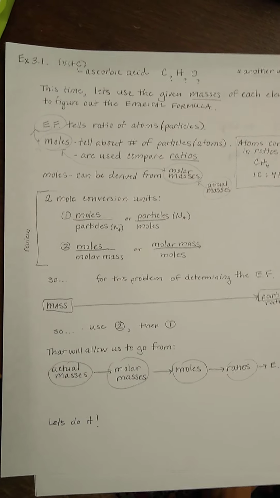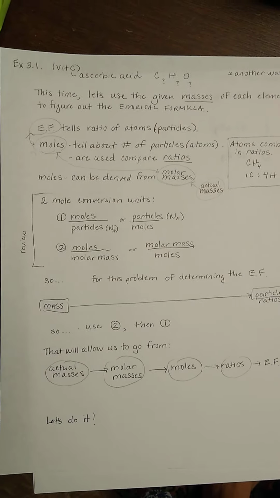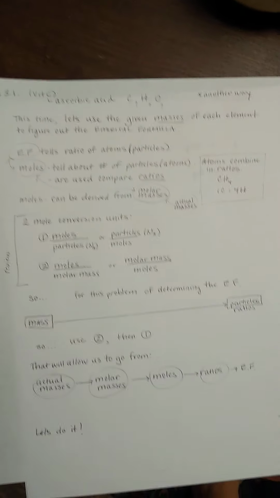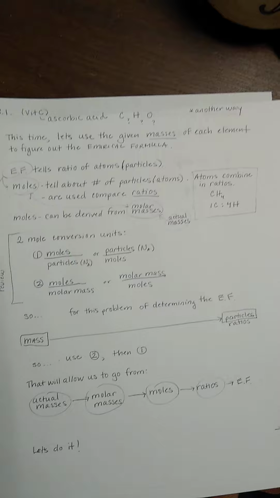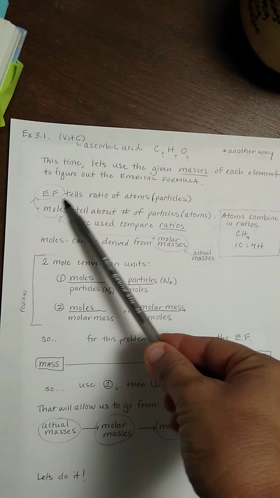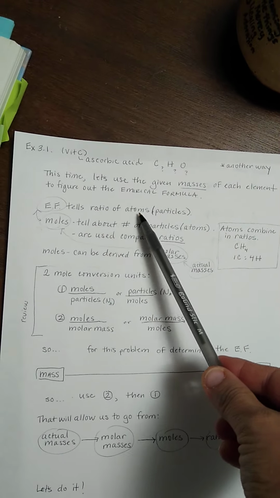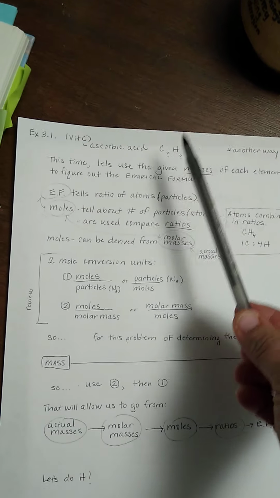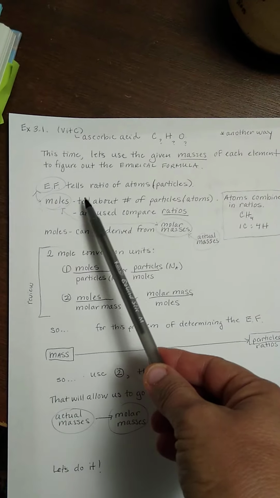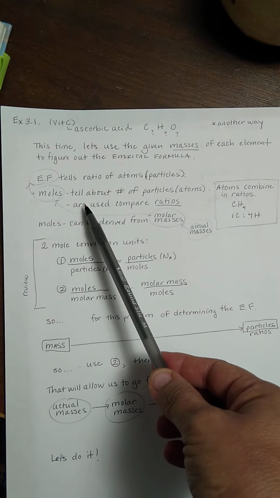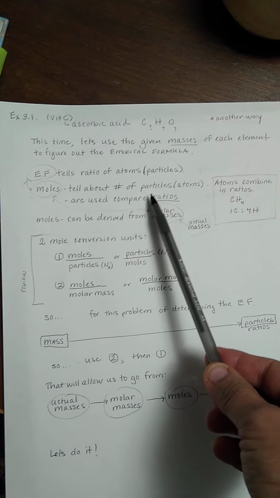Okay, let's solve this vitamin C problem another way. This way we'll go directly from the masses that were given instead of going through the percent composition. So, just as a matter of review, empirical formulas tell about ratios of atoms, how many carbons to how many hydrogens to how many oxygens.